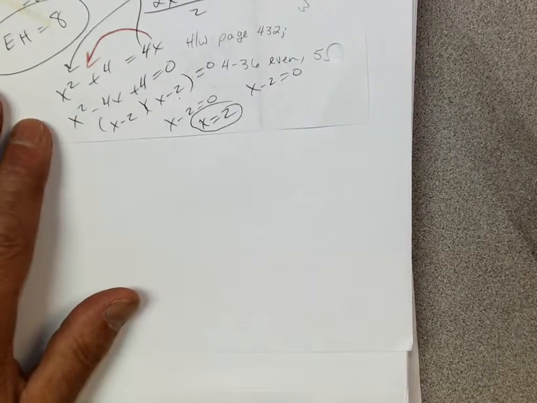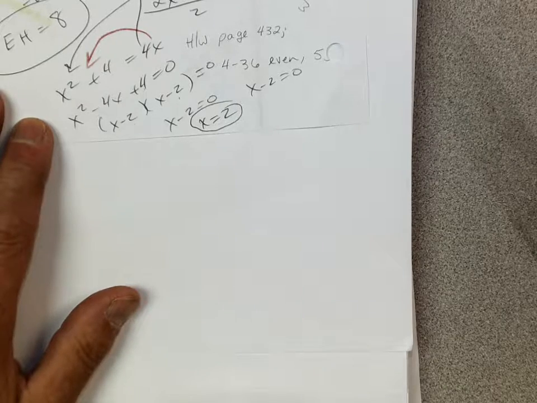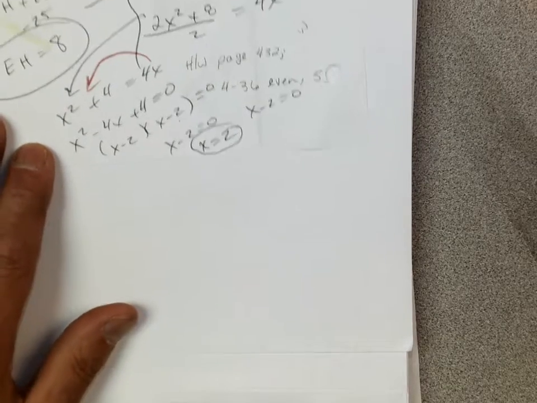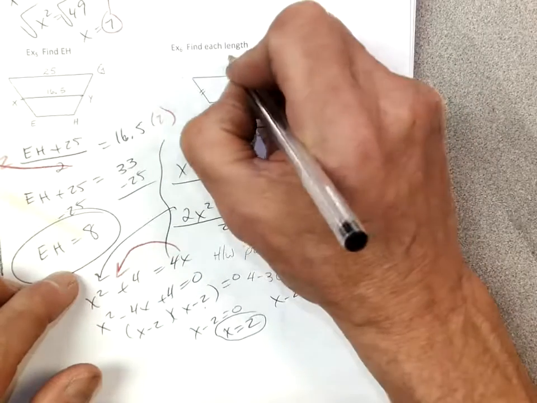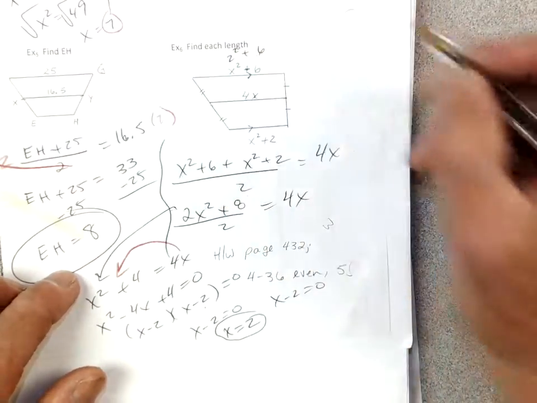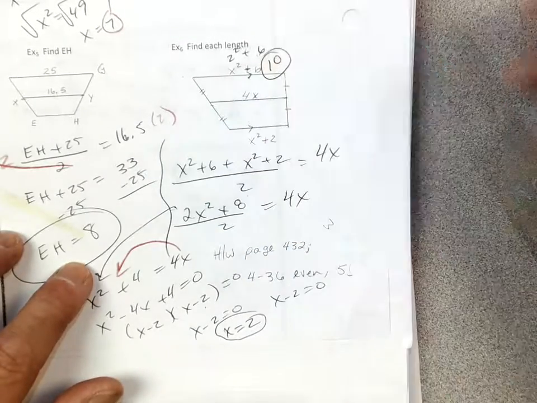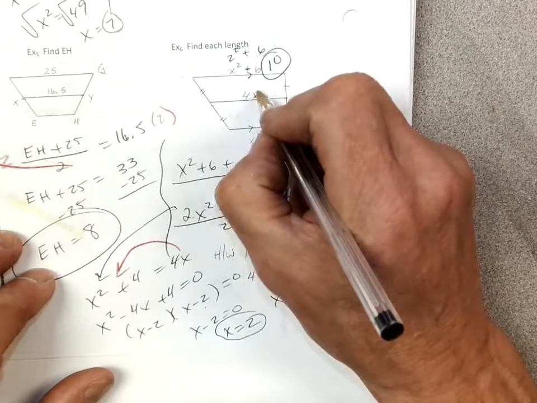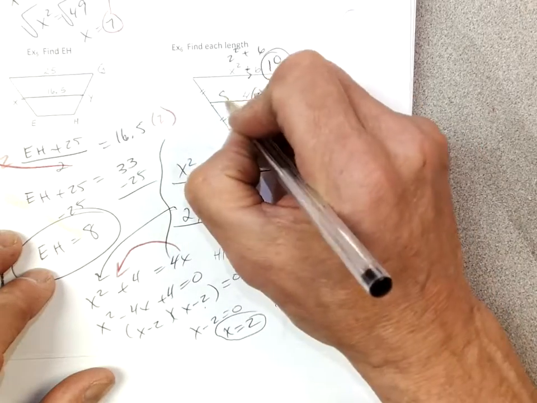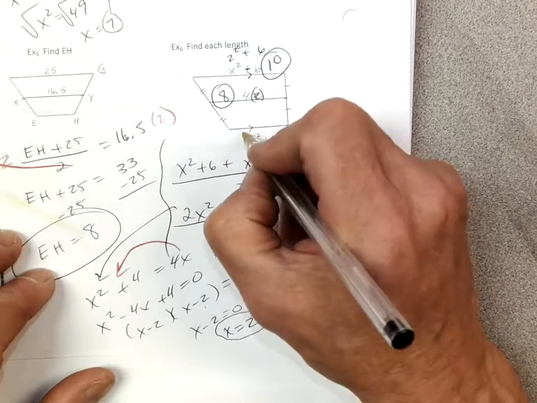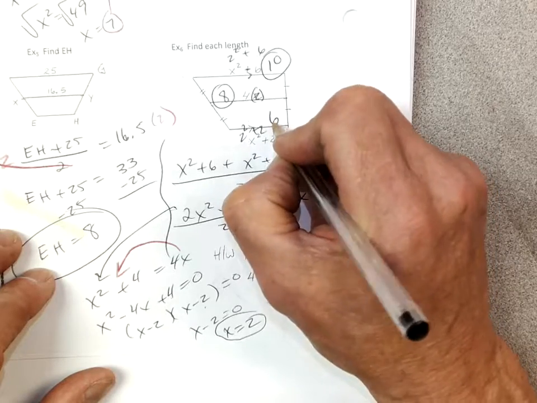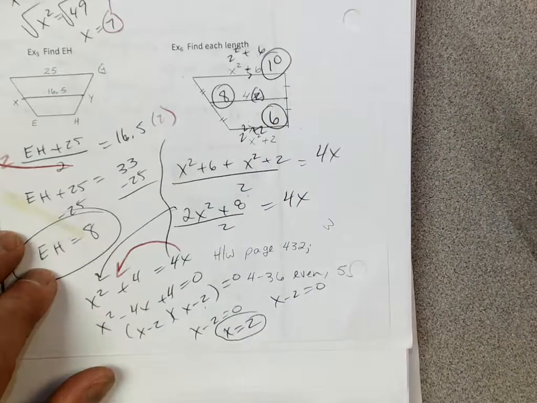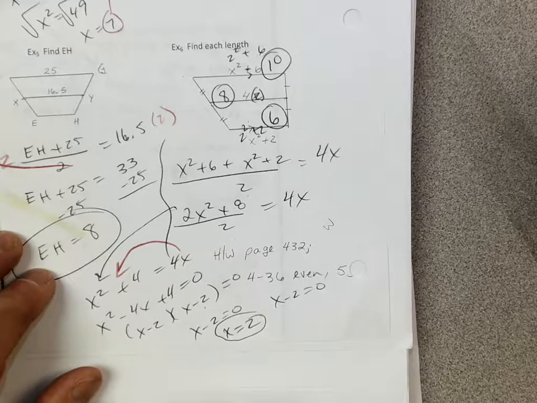So if x is 2, let's find the sides. Slide it back up. All right. So this is going to be 2 squared plus 6, which is 10. You okay with that? This is 4 times 2, which is 8. And this is 2 squared plus 2, which is going to be 6. That's a nice problem. I like that one.